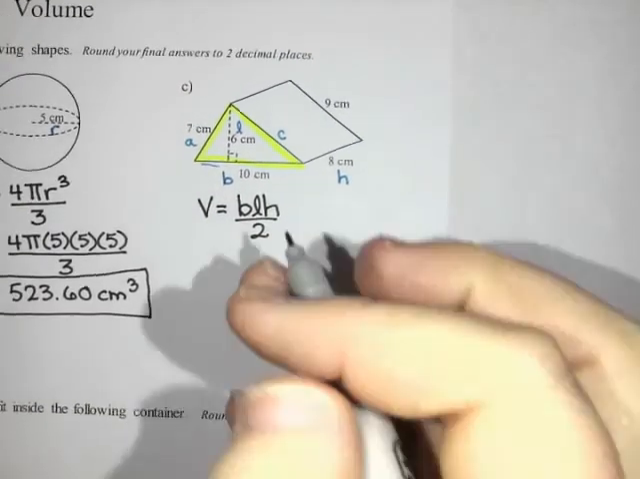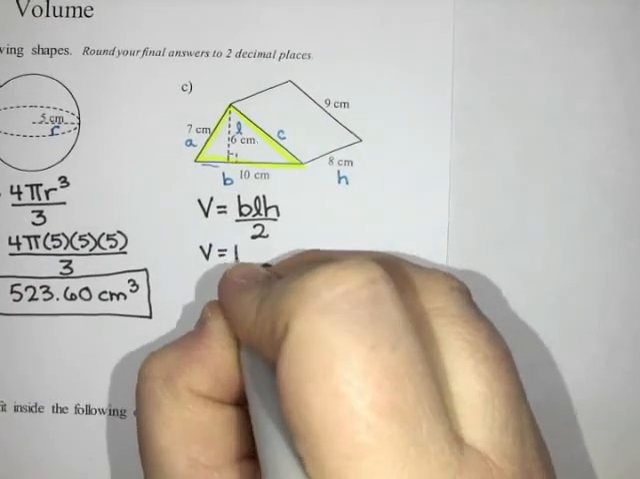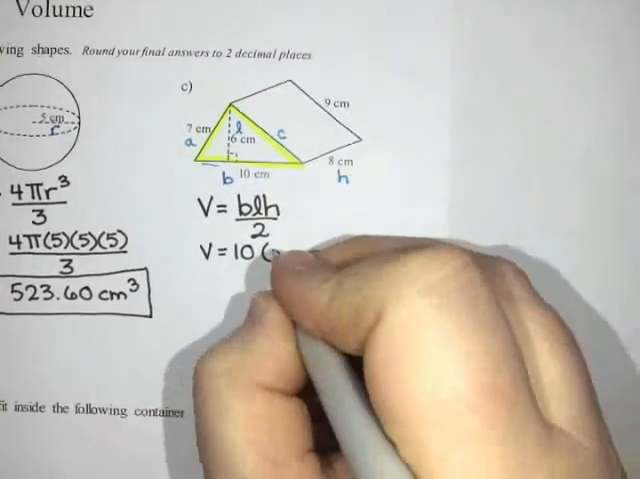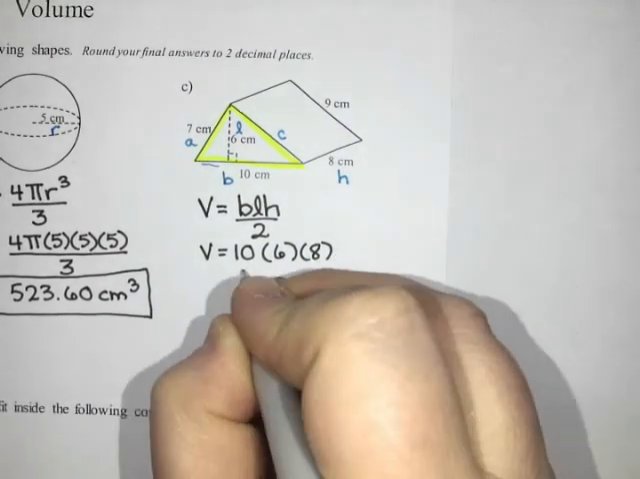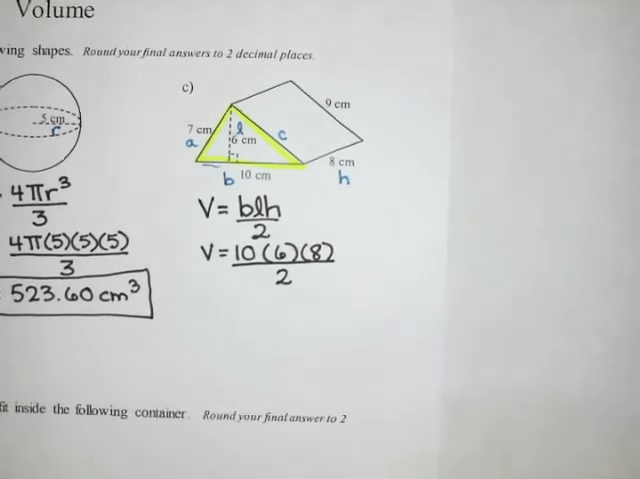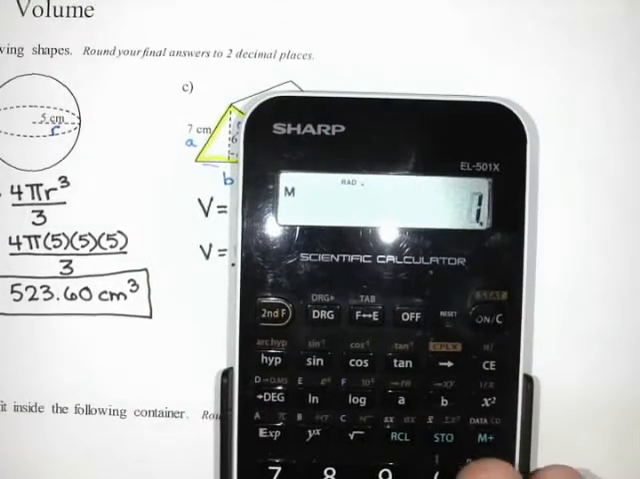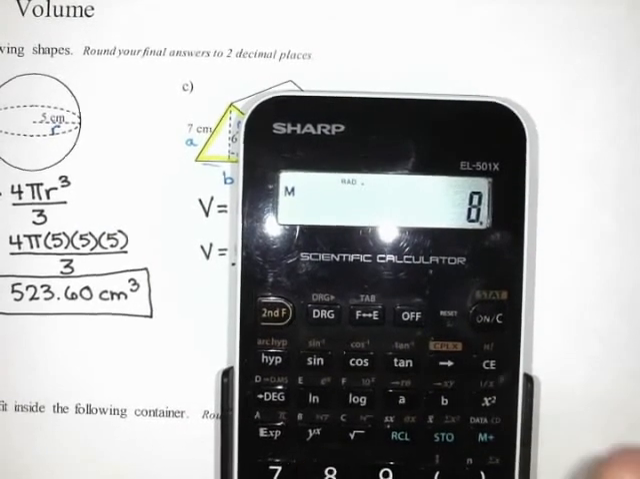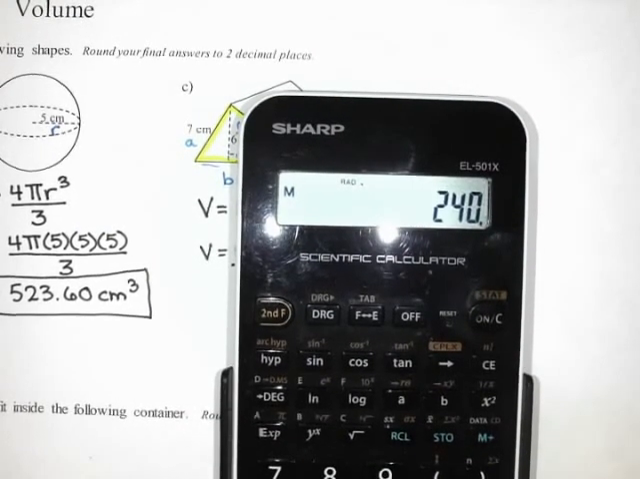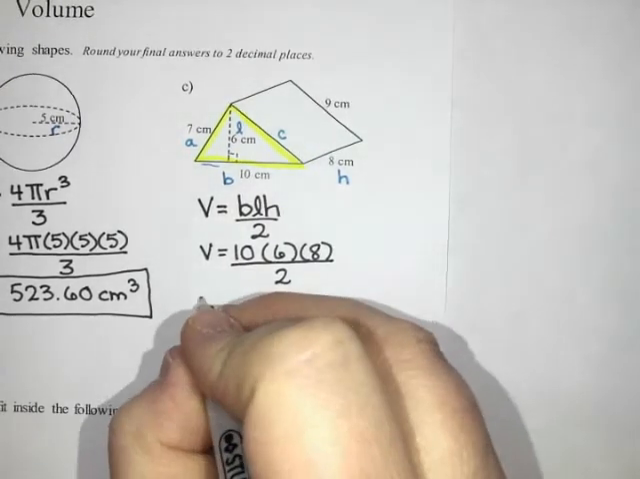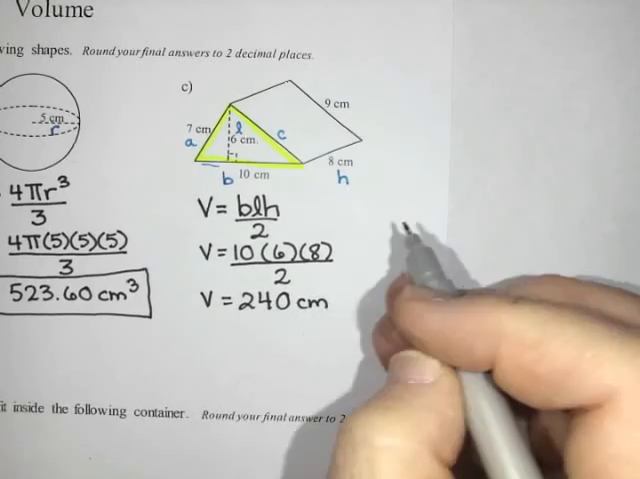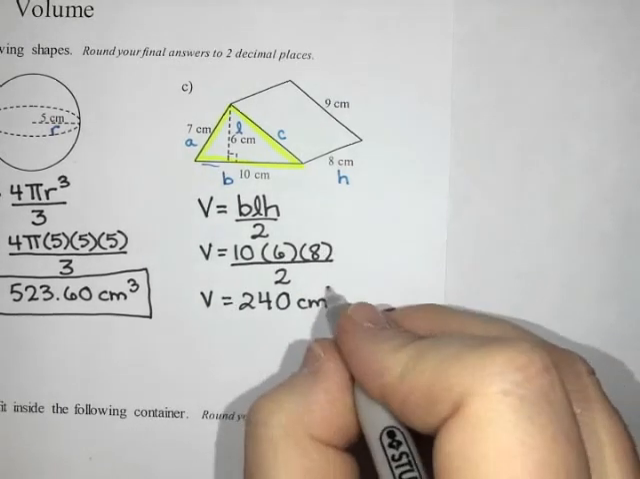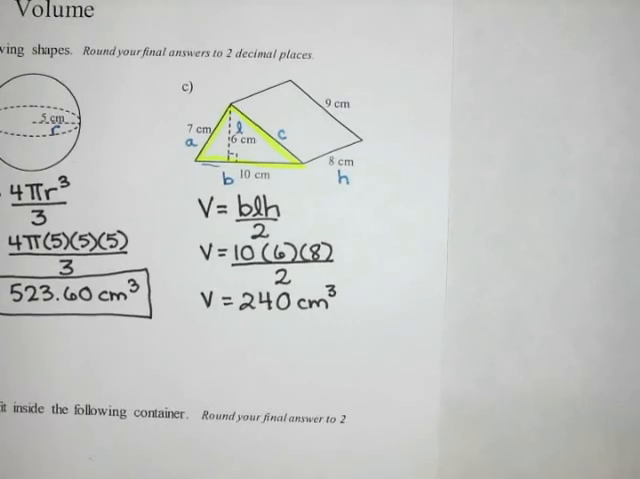Okay, so my base is 10, my length is 6, and my height is 8. And then that is all divided by 2. Okay, so 10 times 6 times 8 divided by 2 is 240. So my volume is 240 centimeters, and I multiplied 3 things together that were centimeters, so centimeters to the power of 3, or centimeters cubed.